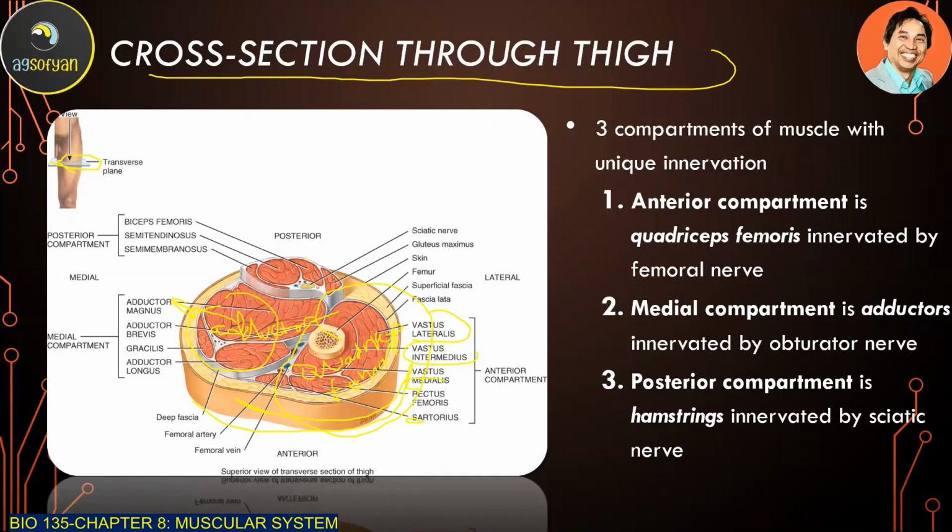And on the back, you're going to see the hamstring muscles. So these are the three compartments of muscle groups in the thigh.